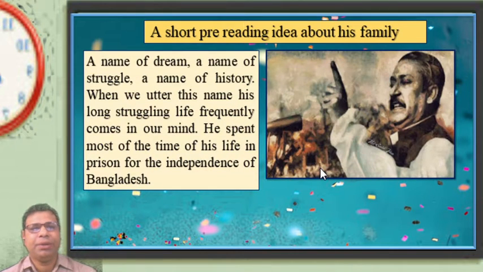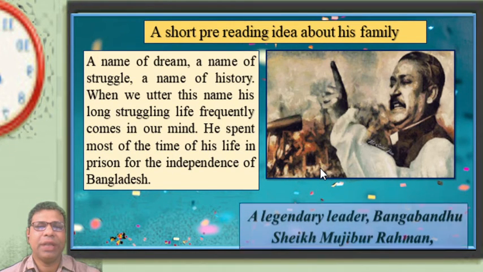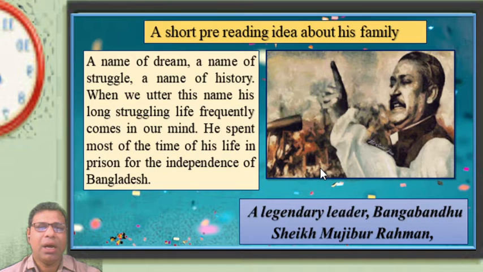Okay, dear students, look. A name of dream, a name of struggle, a name of history. When we utter this name, his long struggle life frequently comes to our mind. He spent most of his life in prison for the independence of Bangladesh, and this is the legendary leader Bangabandhu Sheikh Mujibur Rahman.